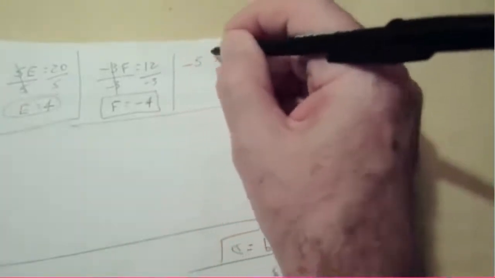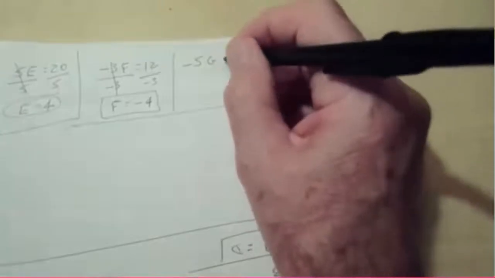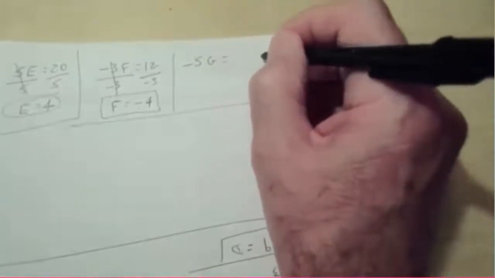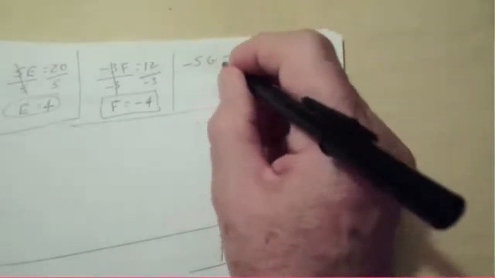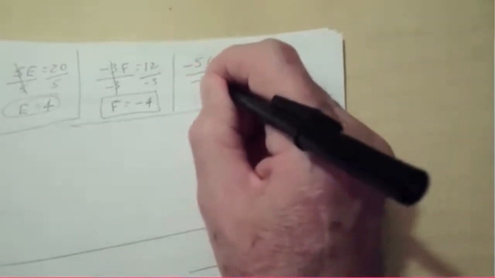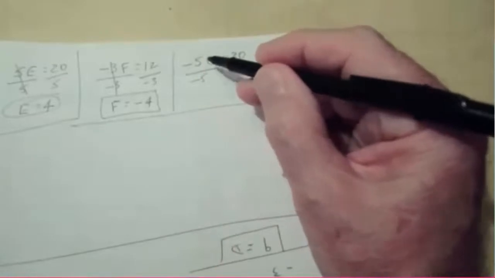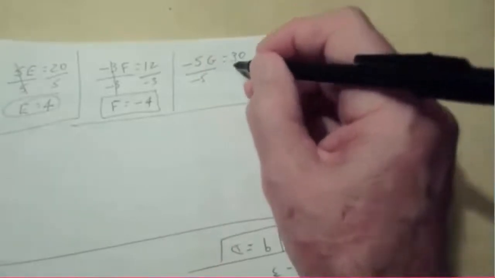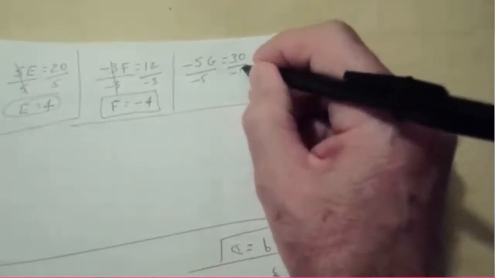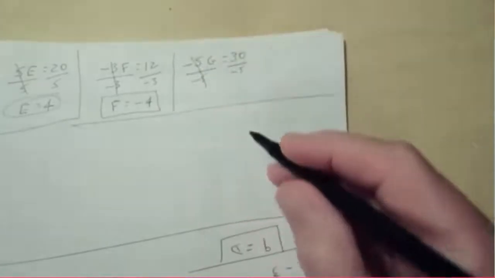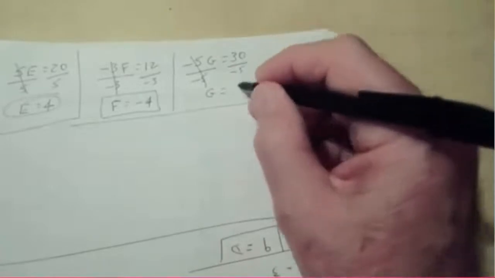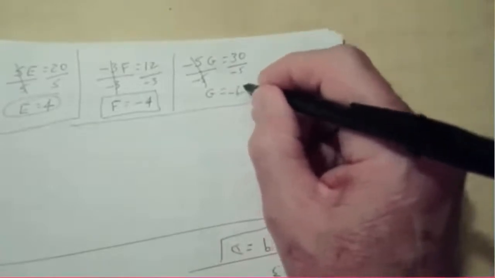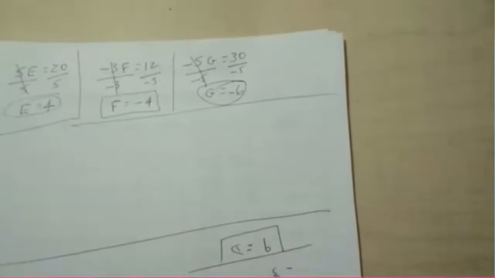Negative 5g equals 30. Again, we're going to divide by negative 5 because we want to know what positive g is, not negative. Divided by negative 5. Negative 5 divided by negative 5 is positive 1. So g, and positive divided by negative is a negative, what is that, 6? Something like that. Okay?